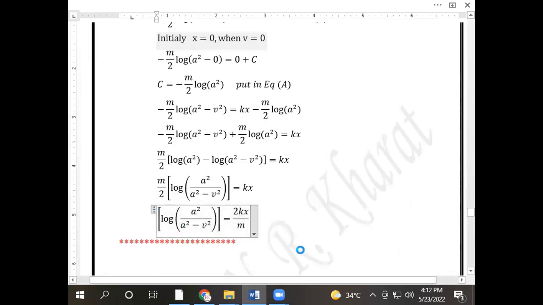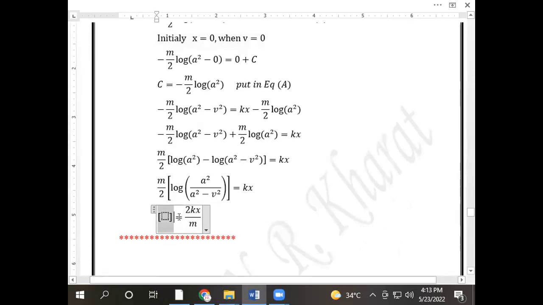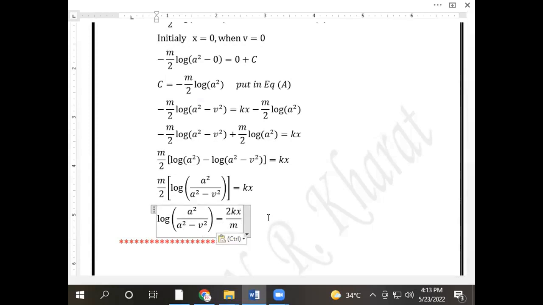In this way, we can find the solution for the body, that is 2kx upon m is equal to log of a square upon a square minus v square, which is the solution for our equation. Thank you.